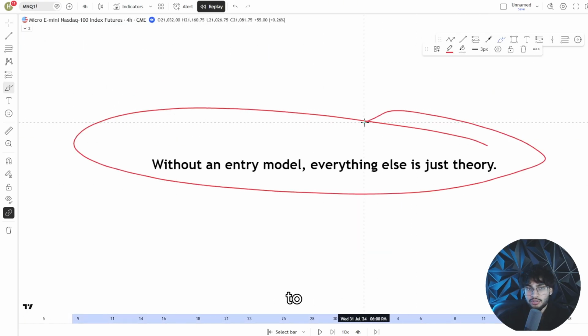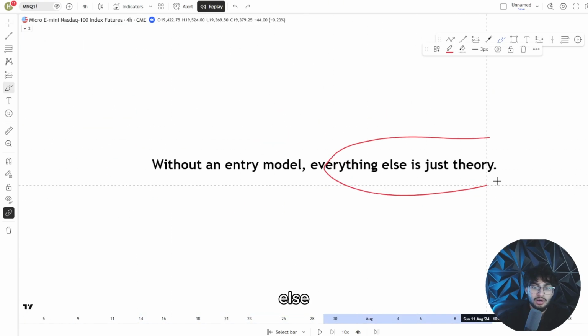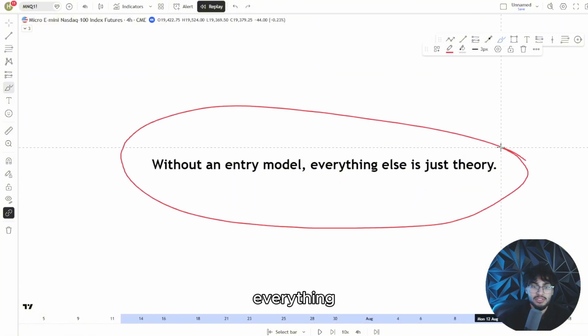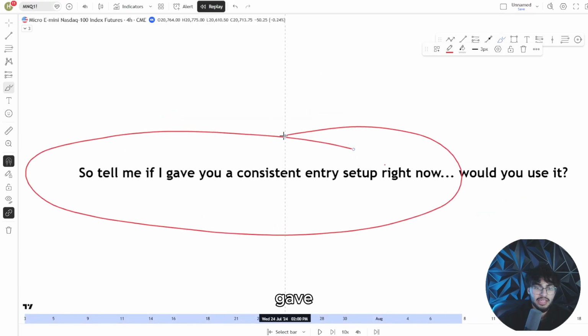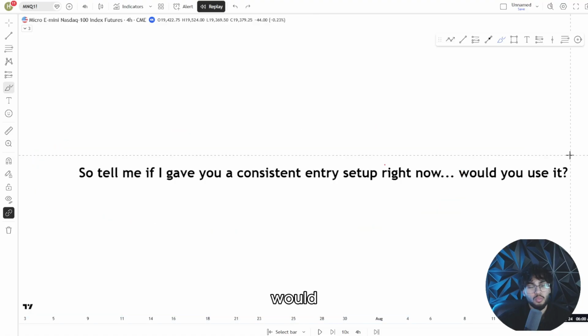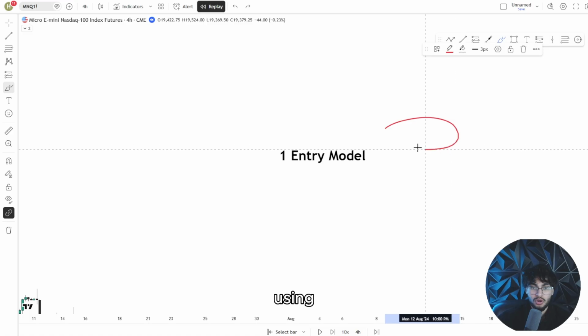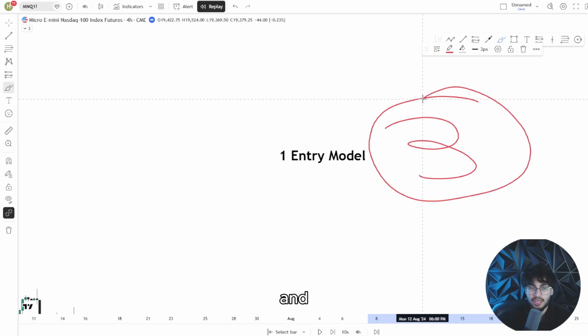Now, an important thing to understand is without an entry model, everything else you learn today is just theory. You need to understand a model is what brings everything together and actually makes it a well-oiled piston. And so let me ask you this. If I gave you a consistent entry setup right now, would you actually use it? And I'm going to share with you guys one entry model that I use using all 4 of the concepts I've taught you today, and let's get straight into it.